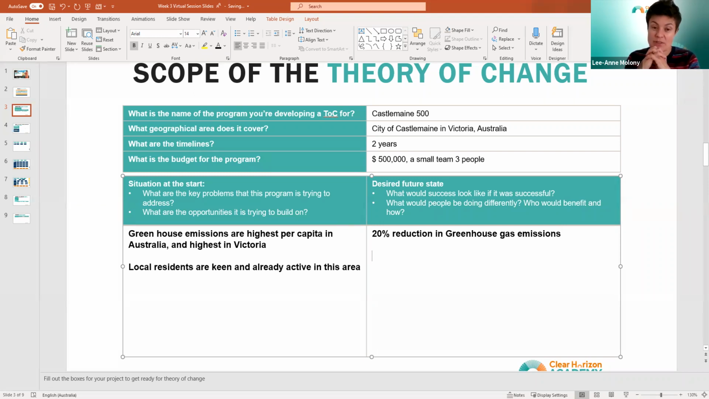So yes, the government set us a target, a 20% reduction in greenhouse gas emissions amongst the 500 participating households. And what would people be doing differently?